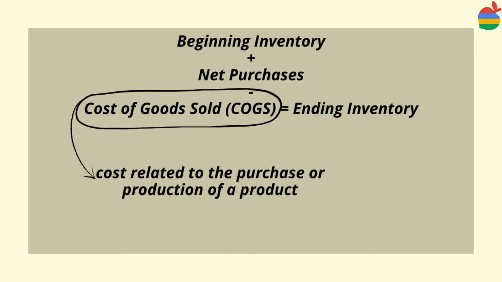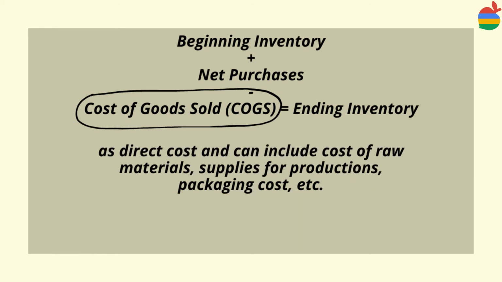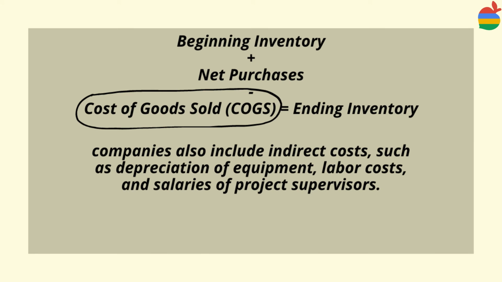Cost of goods sold. This amount is the cost related to the purchase or production of a product. This is known as direct cost and can include the cost of raw materials, supplies for production, packaging costs, and so on. Some companies also include indirect costs such as depreciation of equipment, labor costs, and salaries for the project supervisor.